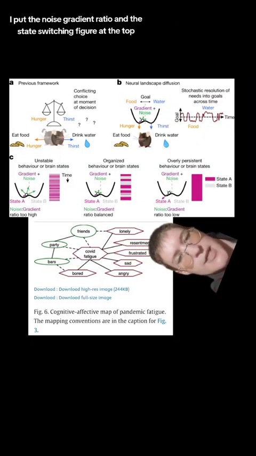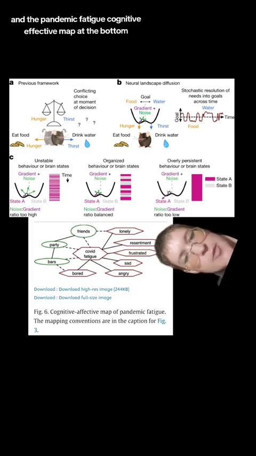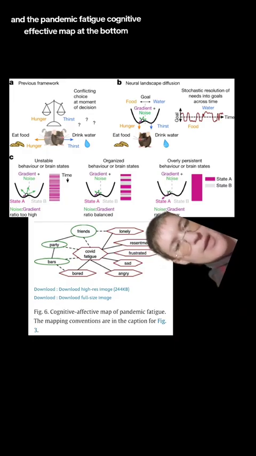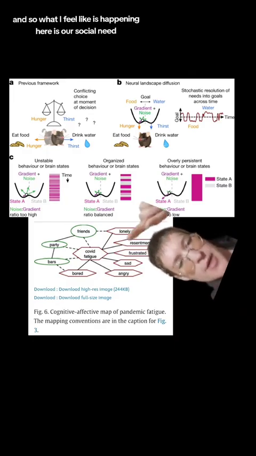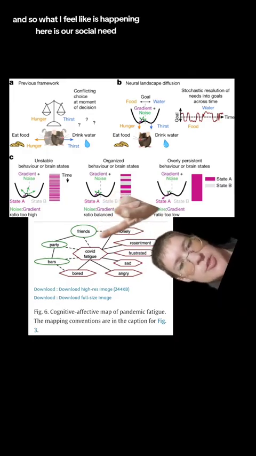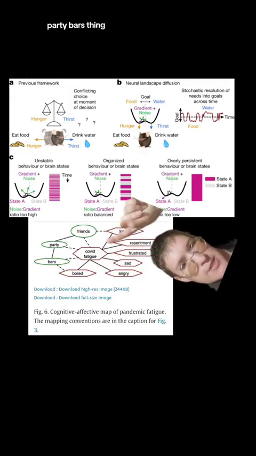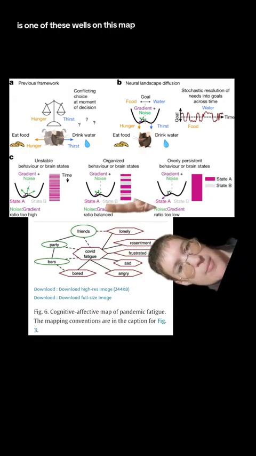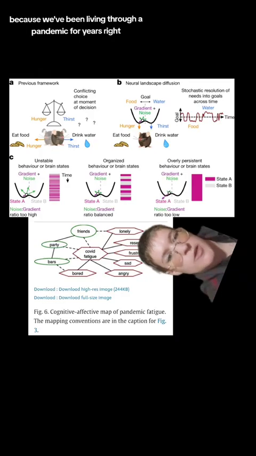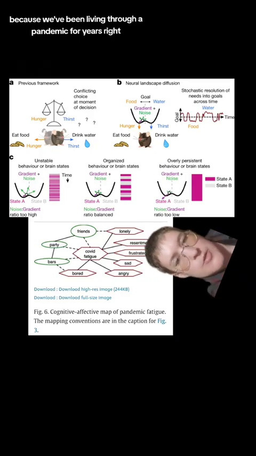I put the noise gradient ratio and the state switching figure at the top and the pandemic fatigue cognitive affective map at the bottom. And what I feel like is happening here is our social need, this friends, party, bars thing, is one of these wells on this map. And it is very deep because we've been living through a pandemic for years, right?